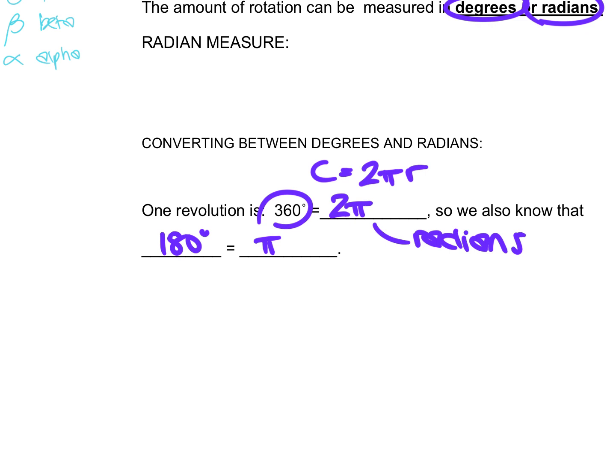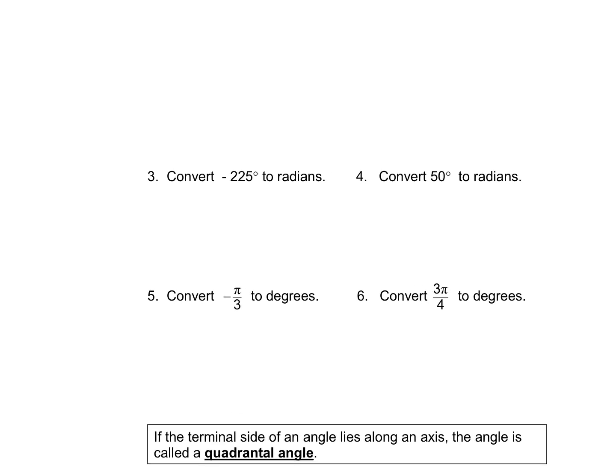Because while we can picture a degree in our head and we can think about what 90 degrees looks like, we do not picture radians in our head at the beginning. And part of my job in this unit is to get you to the place that you can, okay? So I'll go back. We're going to practice converting.